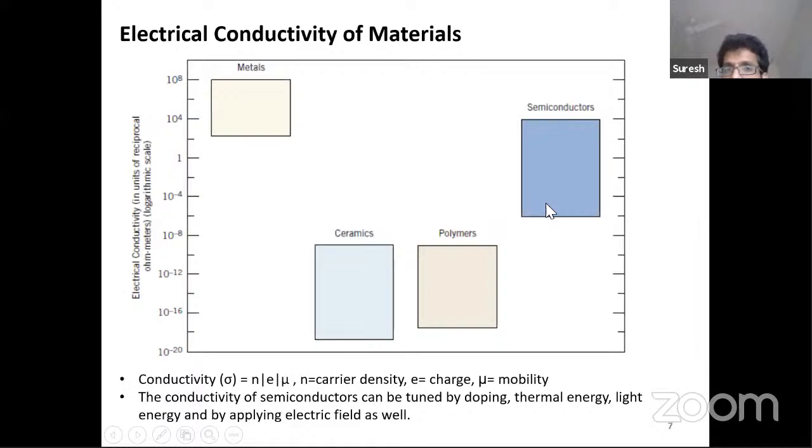These materials have different electrical conductivity, and we can actually tune the semiconductor conductivity. Whereas in the case of metals, ceramics and polymers, the tuning of conductivity is not that easy. You can still tune it, but it's not that easy. In the case of semiconductors, you can tune the conductivity because of the smaller band gap they have.